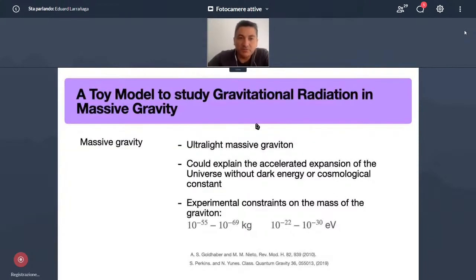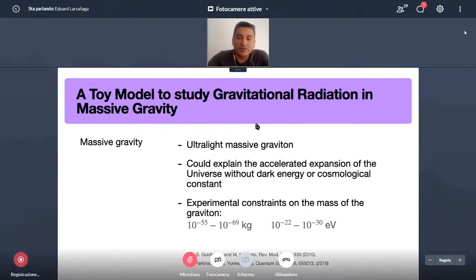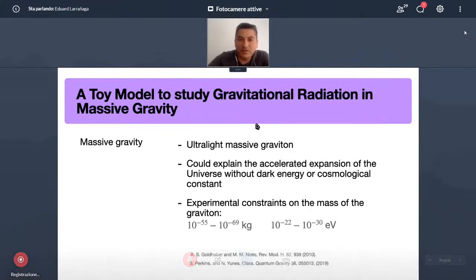Theories of massive gravity have been proposed as modification of general relativity since the first half of the 20th century. And in recent years, this idea has been reconsidered, involving now ultralight massive gravitons. Some of this new interest in massive gravity arises because it could explain some observational phenomena, such as the accelerated expansion of the universe, without requiring dark energy or a cosmological constant. Works such as this one by Goldhaber and Nieto and this one by Perkins and Jones in 2019 studied experimental constraints of the mass of the graviton.